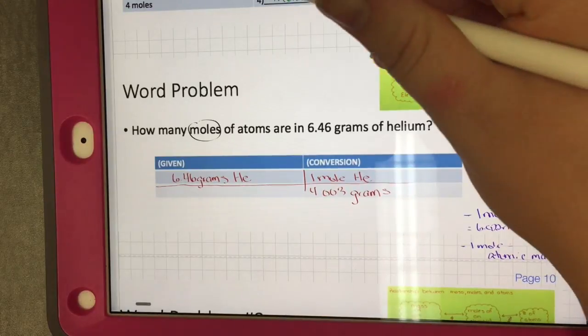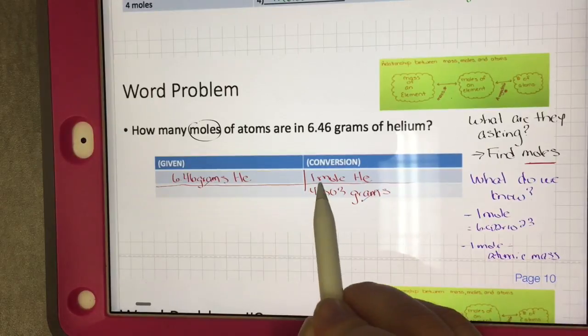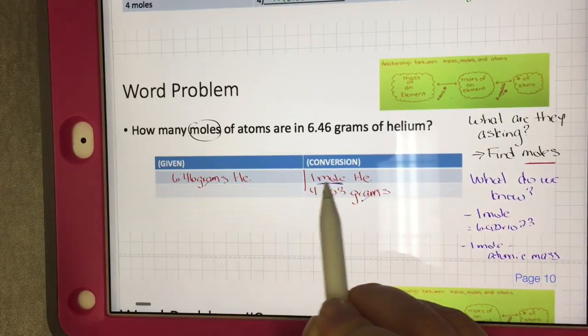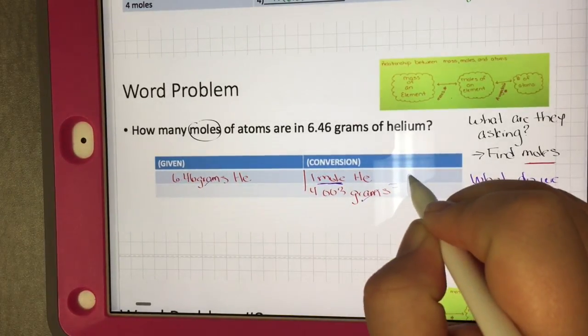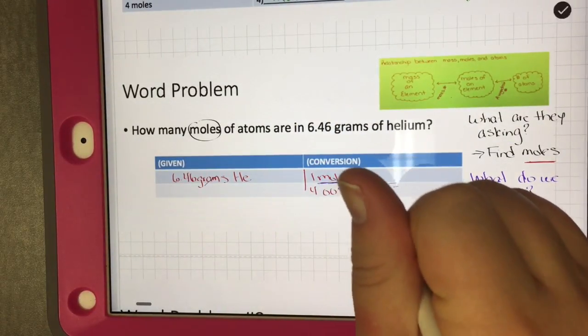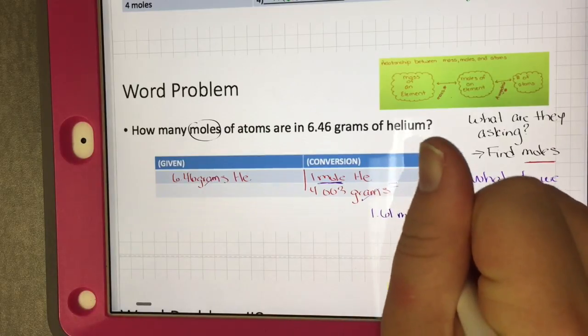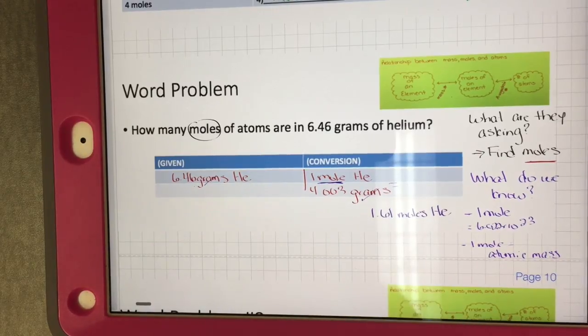And here we can see that our units will cancel. Grams are going to cancel with grams, and it's going to give us moles. And that's going to be about 1.61 moles of helium. Which makes sense, because if we are taking 6.46 and dividing it by 4, we should get a little bit more than 1. So this answer does make sense according to our math.